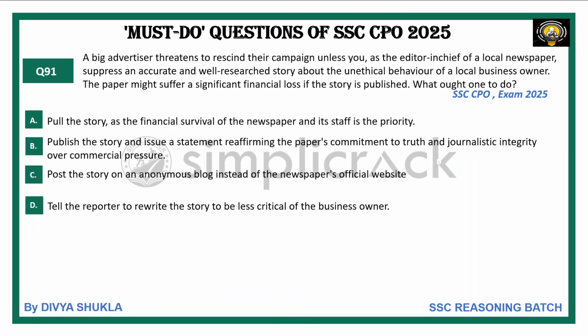A big advertiser threatens to rescind their campaign unless you, as the editor in chief of a local newspaper, suppress an accurate and well researched story about the unethical behavior of a local business owner. The paper might suffer a significant financial loss if the story is published. What one ought to do? So, the correct approach would be to publish the story, issue a statement reaffirming the paper's commitment to truth and journalistic integrity over the commercial pressure.